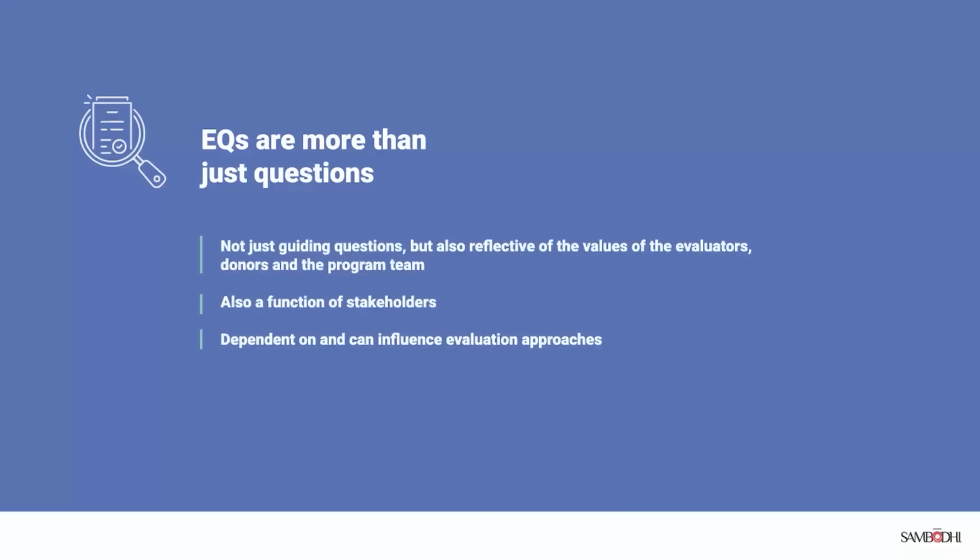Evaluation questions are not just guiding questions to the evaluation, but are also reflective of the values of the evaluator, of the donor, and of the program team. Values also influence what questions in the context of the evaluation are deemed to fit. They are also a function of the primary stakeholders in the context of an evaluation and what they think should be the aim of the evaluation. They are dependent on and in turn influence evaluation approaches, whether the approach is post-positivist, pragmatic, constructivist, or transformative. With this understanding of evaluation questions, let us proceed with how to develop them.